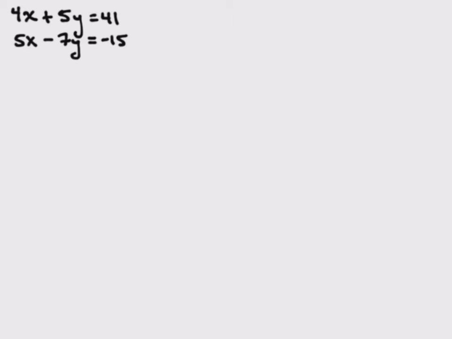All right, let's start by looking at the terms with the x in them. I know that it's possible to get 20 out of both 4 and 5. It's their least common multiple. So, if we were to multiply the first equation by negative 5, this would become a negative 20x. And if we multiply the second equation by 4, that would become a positive 20x. And then we'd have two terms that would add to 0. So let's go ahead and multiply the first equation by negative 5 and the second equation by 4.